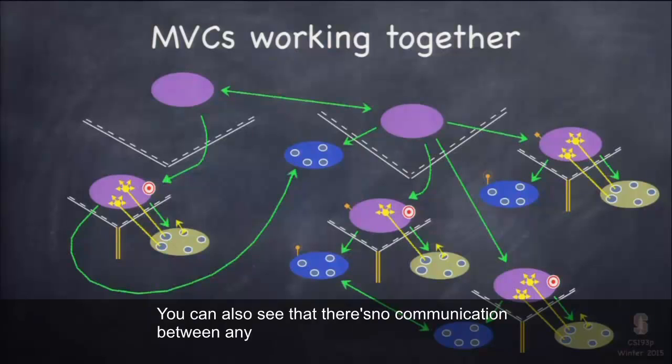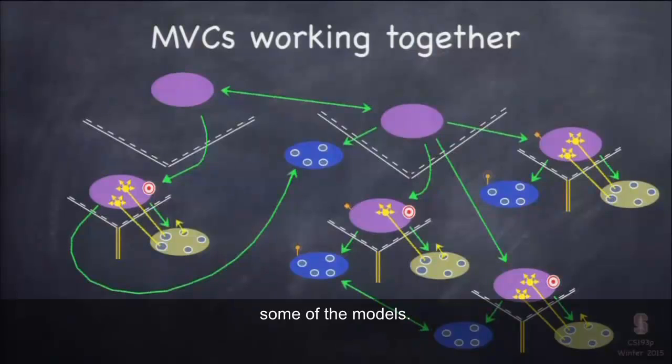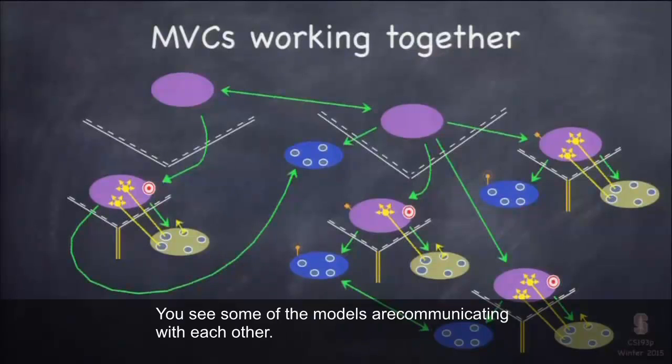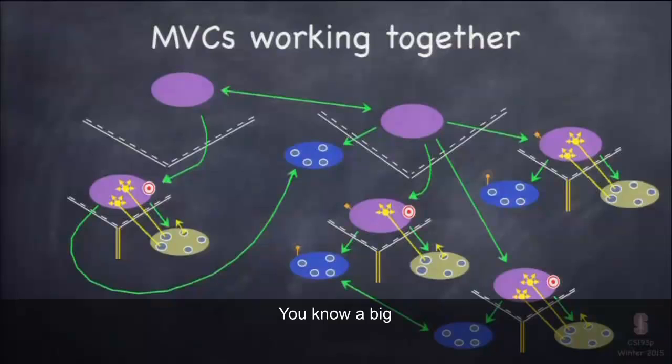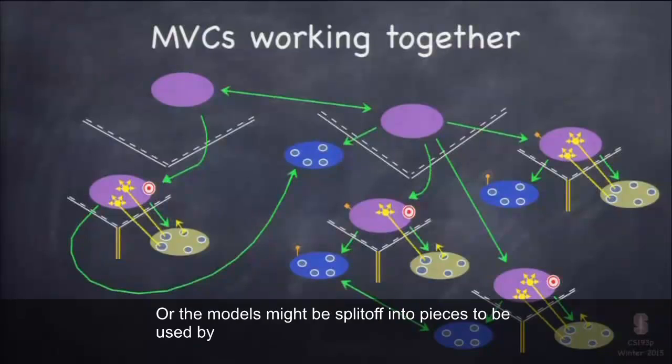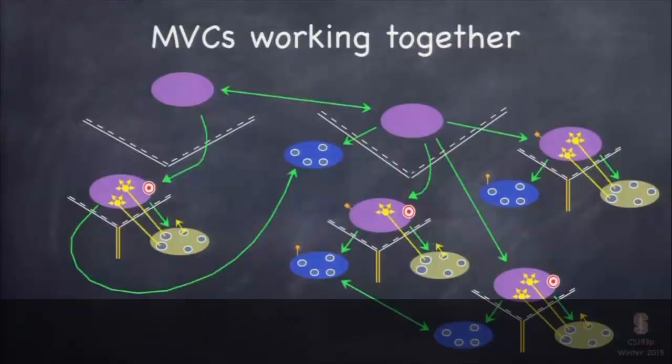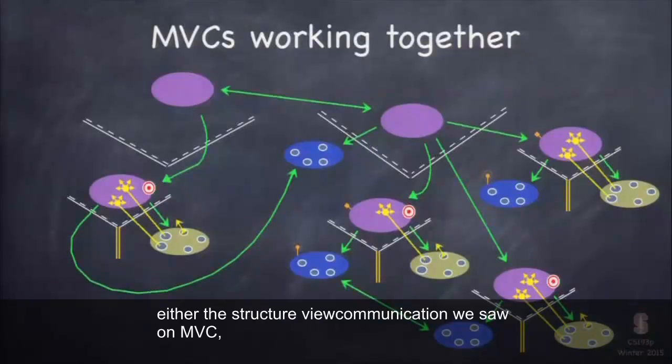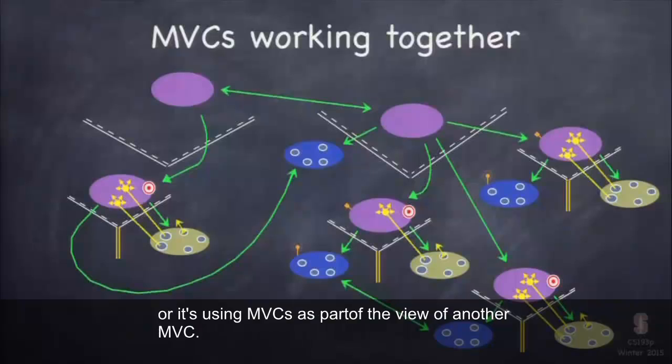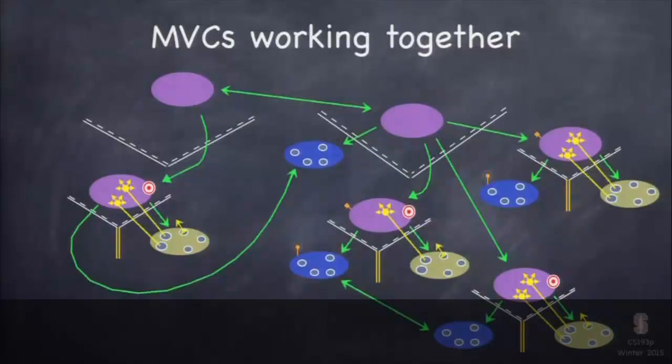You can also see that there's no communication, no other arrows, except for some of the models. You see some of the models are communicating with each other. A big application might have a single shared model, or the models might be split off into pieces to be used by sub-MVCs. But that's the only kind of communication you have there. All other communication is either the structured view communication we saw in the MVC, or it's using MVCs as part of the view of another MVC.